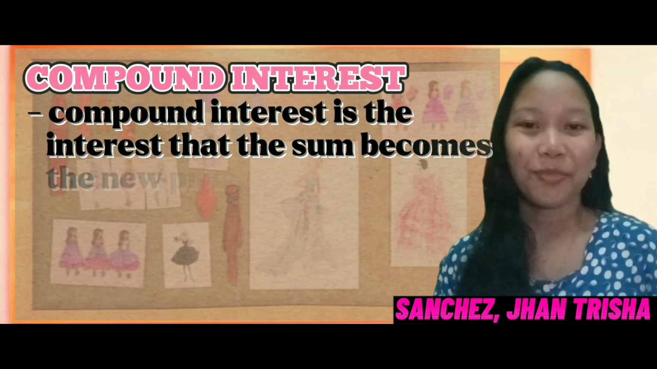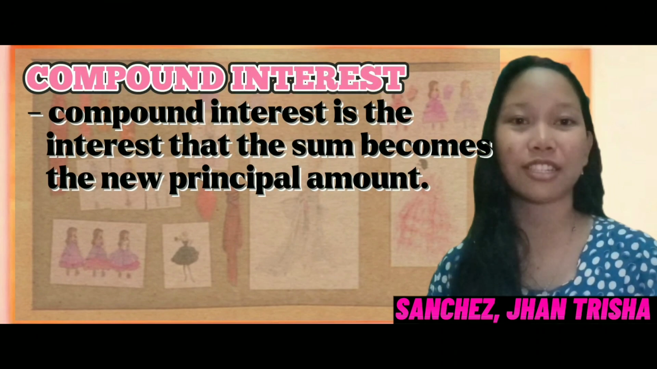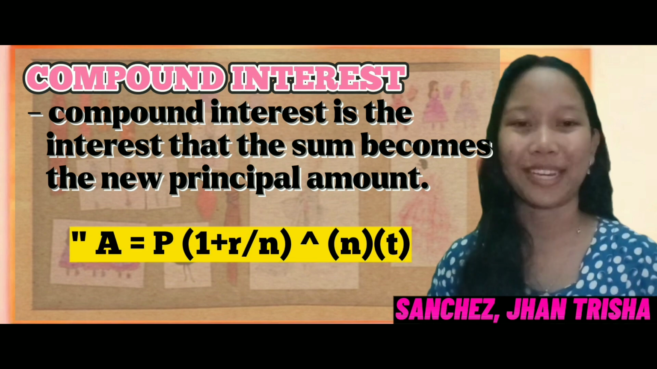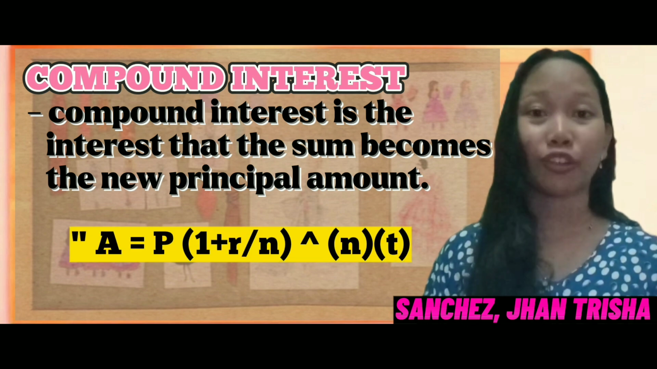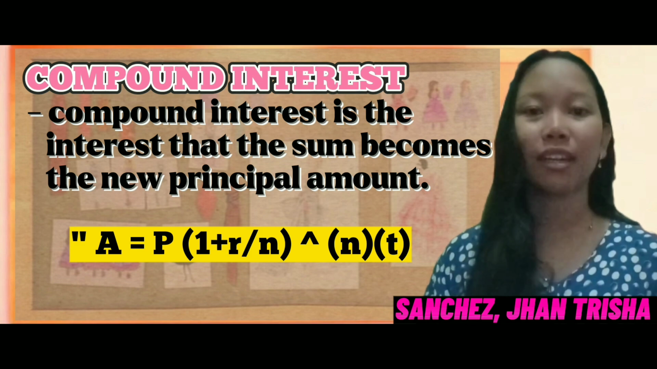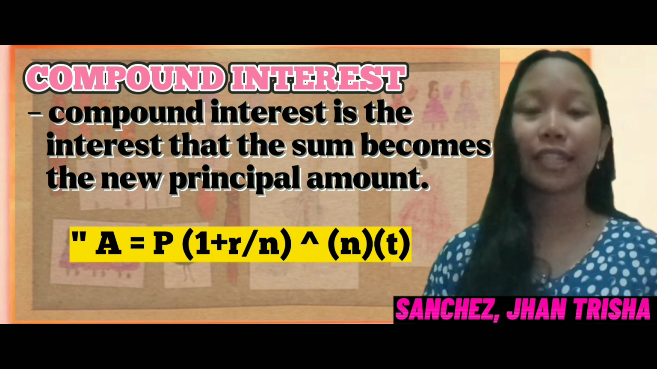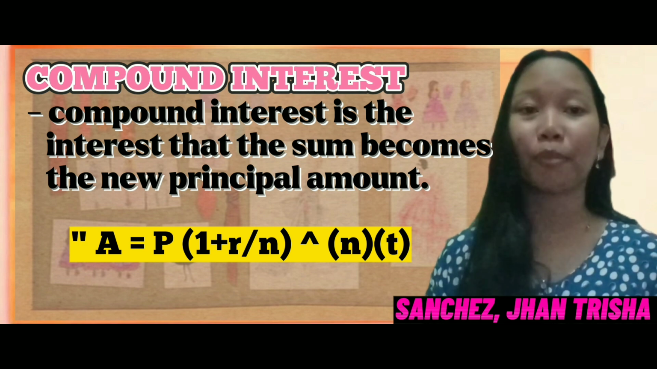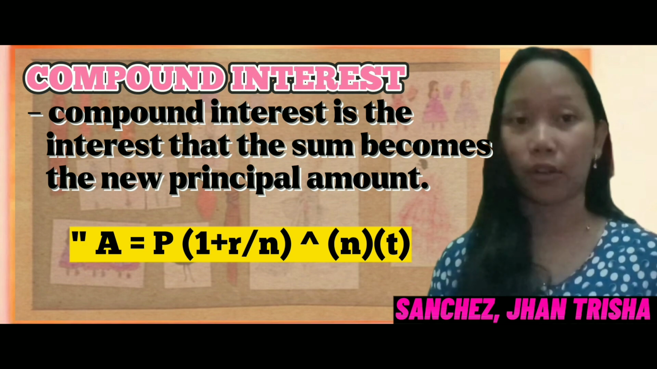Compound interest. Compound interest is the interest that sums and becomes the new principal amount. The formula for this will show up on the screen. A is the future value, P is the principal investment amount, R is the annual interest rate in decimal, N is the number of times that interest is compounded per year, and T is the number of years the money is invested or borrowed for.